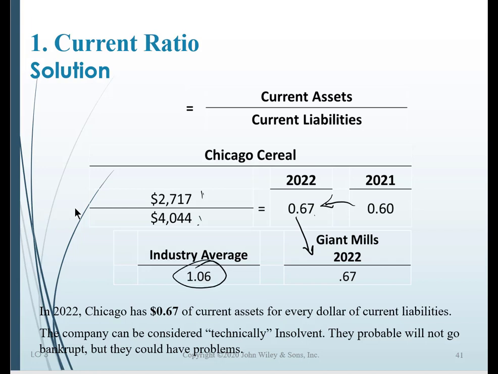But what we look at here is, look, the industry average is above 1, which again, that's where we want this to be. At the very least, we want it to be 1. So we need to look at this liquidity and ask why is this number so low. What's going on here? So again, the company can be considered technically insolvent. Now, they probably won't go bankrupt, but they could have problems in making payments if business slows down a little bit.